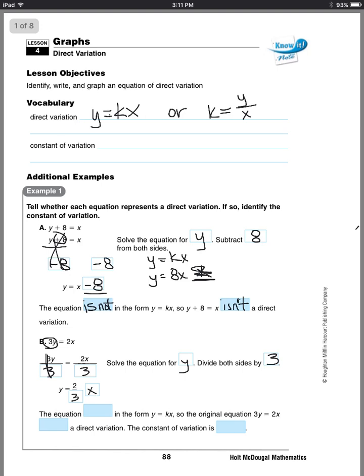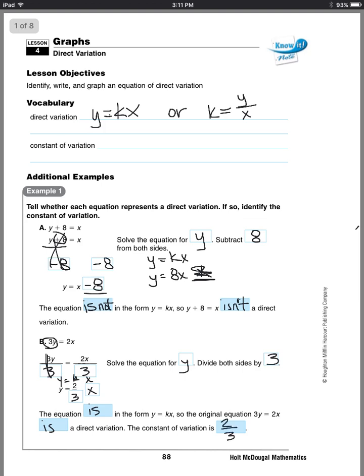Now if you look at this, we have a y with a y. We have a number with the k. It doesn't matter if it's a fraction, decimal, or whole number. And we have an x with the x. So the equation is in the form y equals kx. So the original equation, 3y equals 2x, is a direct variation. So the constant is 2/3.